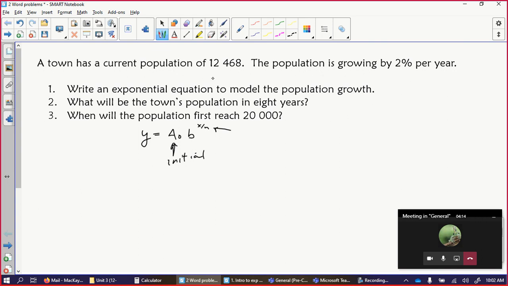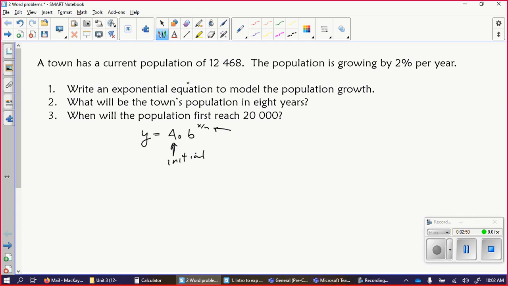So when we have a population question that's growing by a percent every year, it's 2% this year, and then it's the compound interest idea. That's our A0. This is how we're going to find our rate. If it's growing by 2% a year, our B is going to be 1.02.